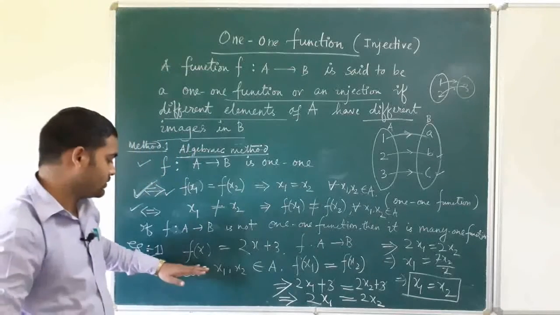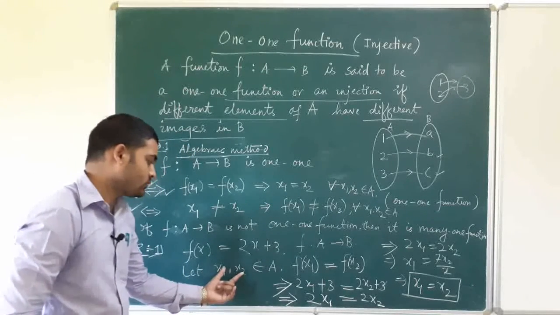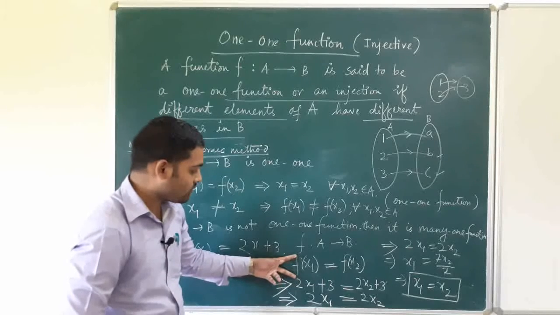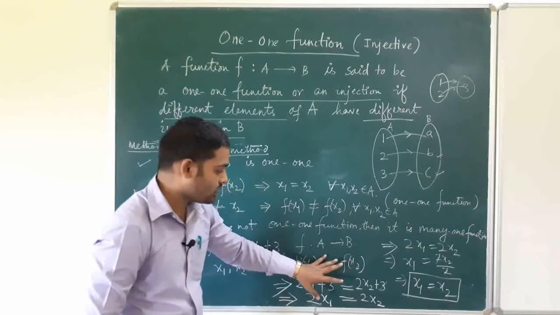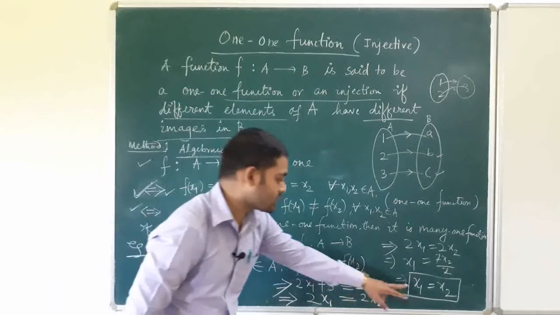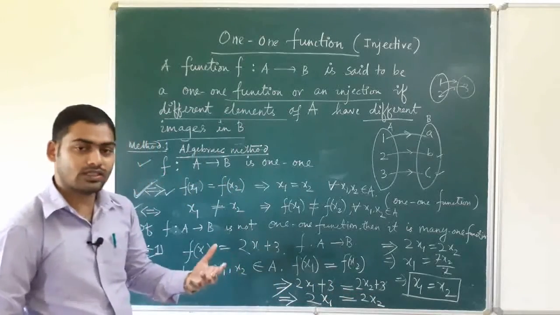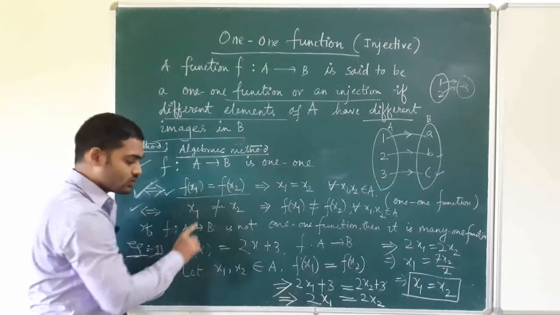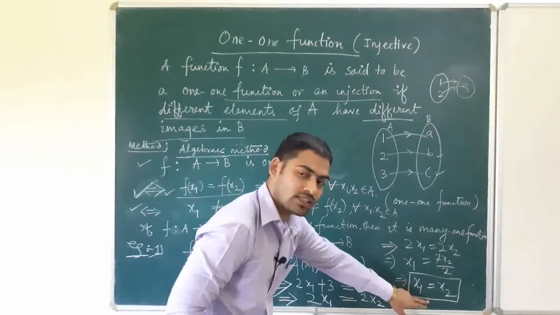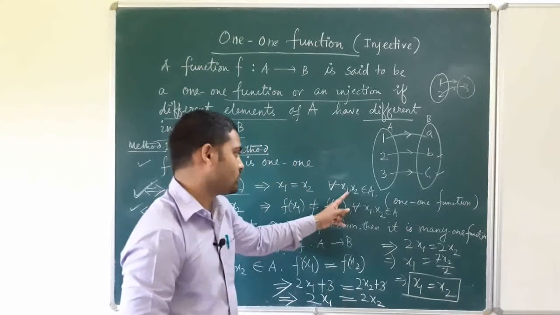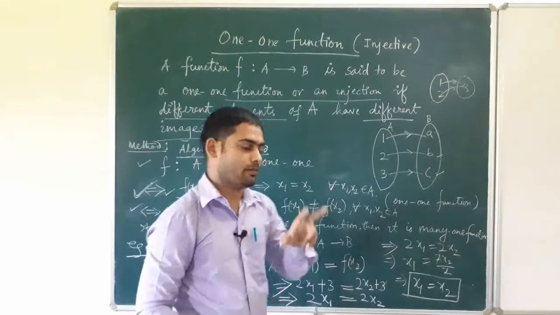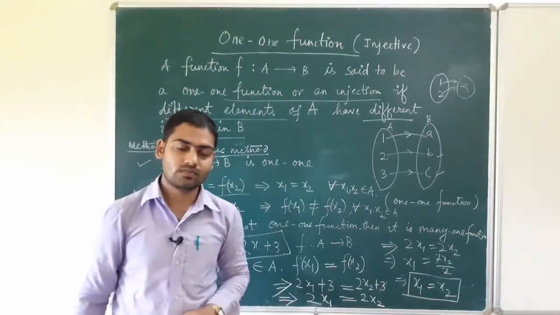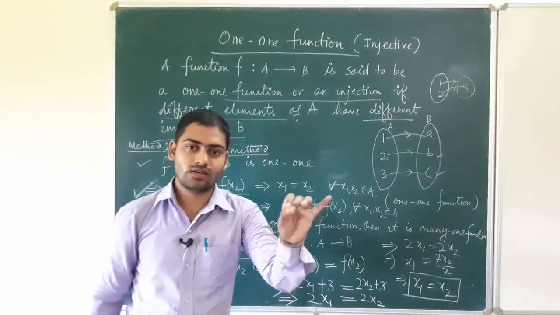So, for all values of x1 and x2 belonging to set A, if f of x1 is equal to f of x2, and we are getting x1 is equal to x2, then we can say the function is one-one. So here you see we have taken f of x1 is equal to f of x2, and we are getting x1 is equal to x2, for all values of x1 and x2 belonging to set A. So this function is what? A one-one function. Understood?